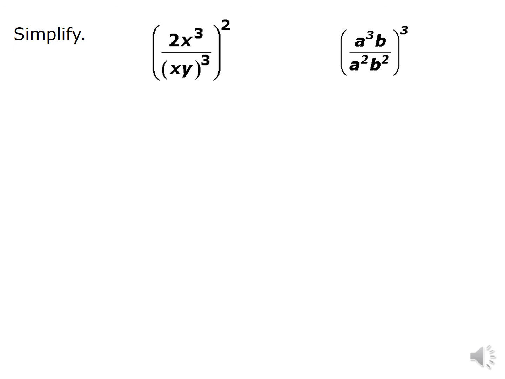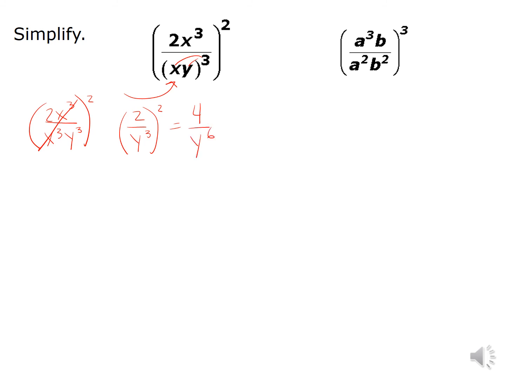Okay, so now I'm going to put a lot of things together just to see how you do. So remember, PEMDAS tells you to do what's inside first. So my first step is to go 2x cubed, nothing on top, and I'm going to distribute that cube. And I'm really glad that I did that first because I can see that those cancel each other. Okay, 3 minus 3 is 0, so that's 1. So now I've got 2 over y cubed squared, which equals 2 squared is 4, over y to the 3 times 2 is y to the 6th.